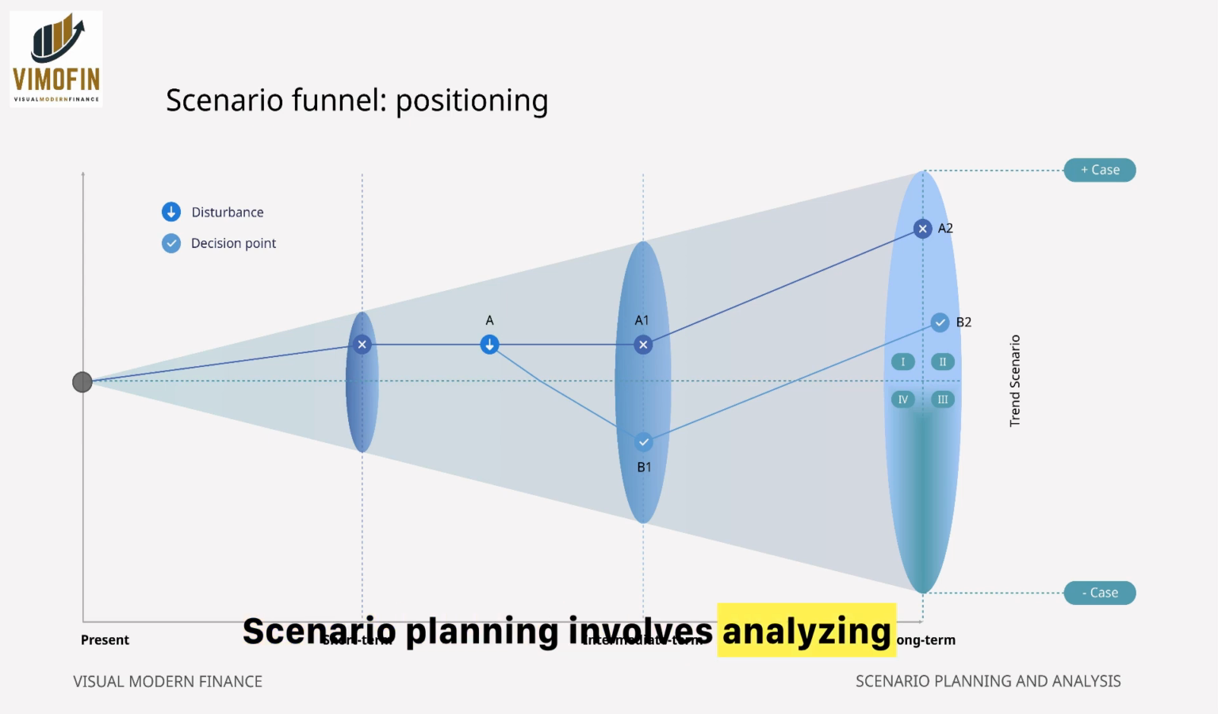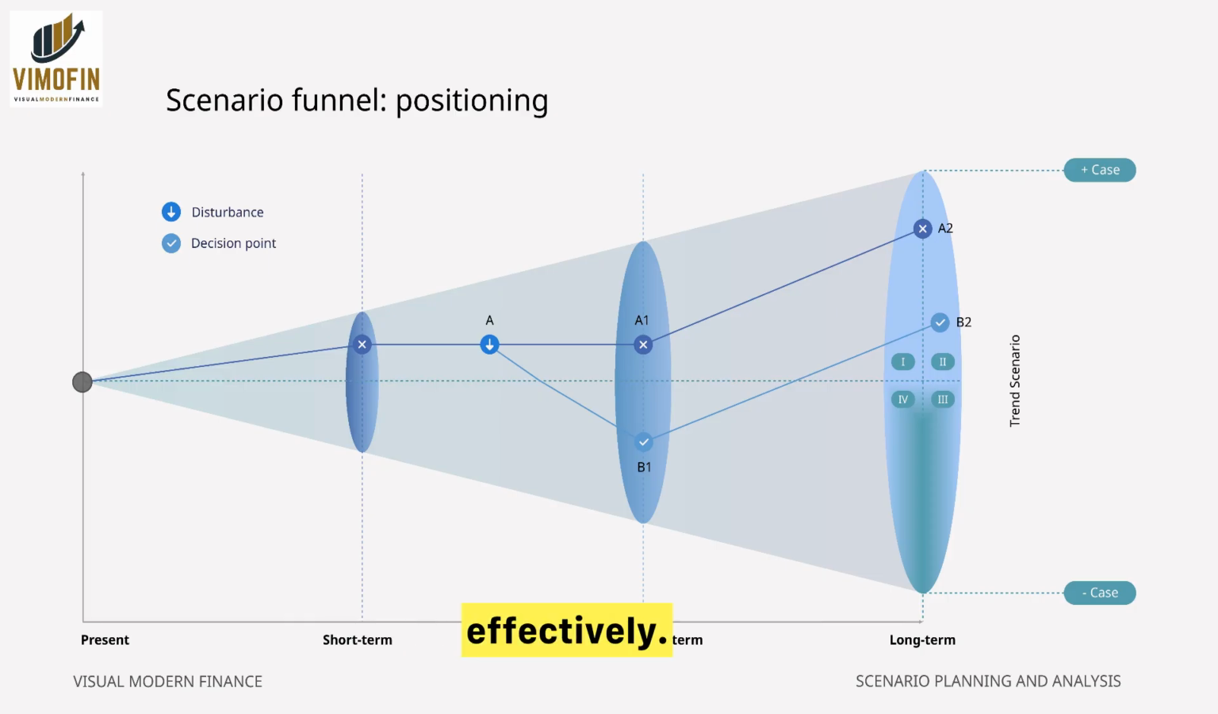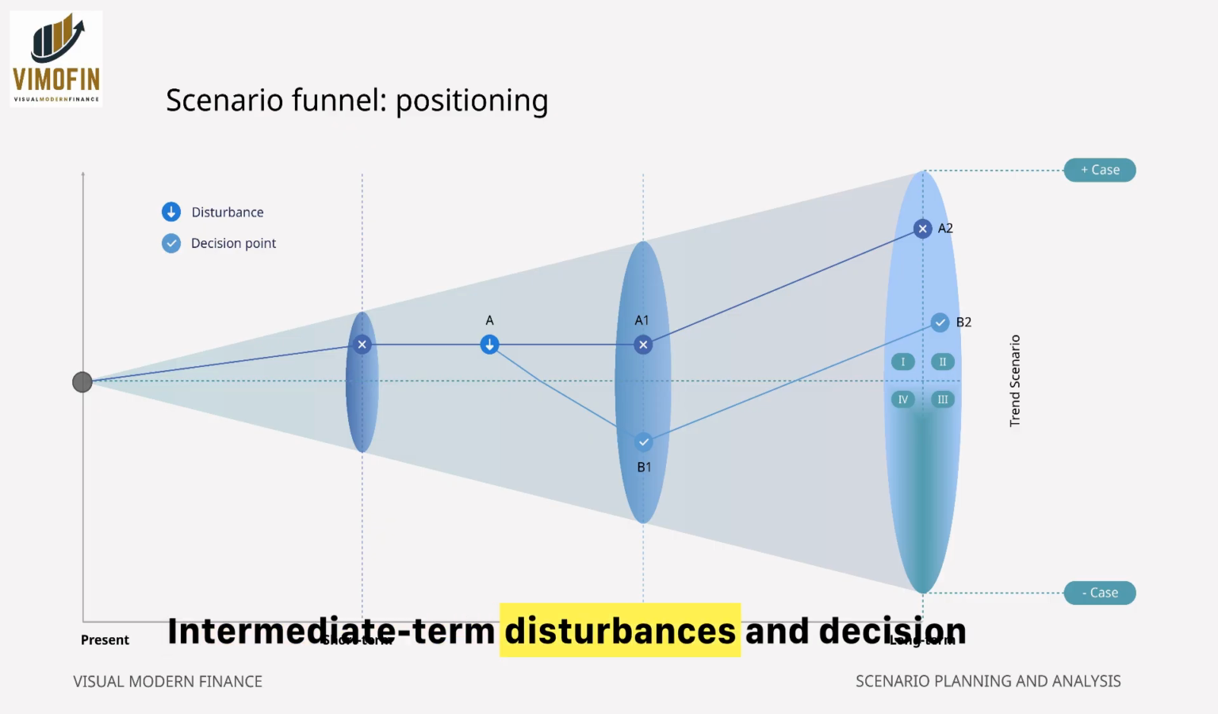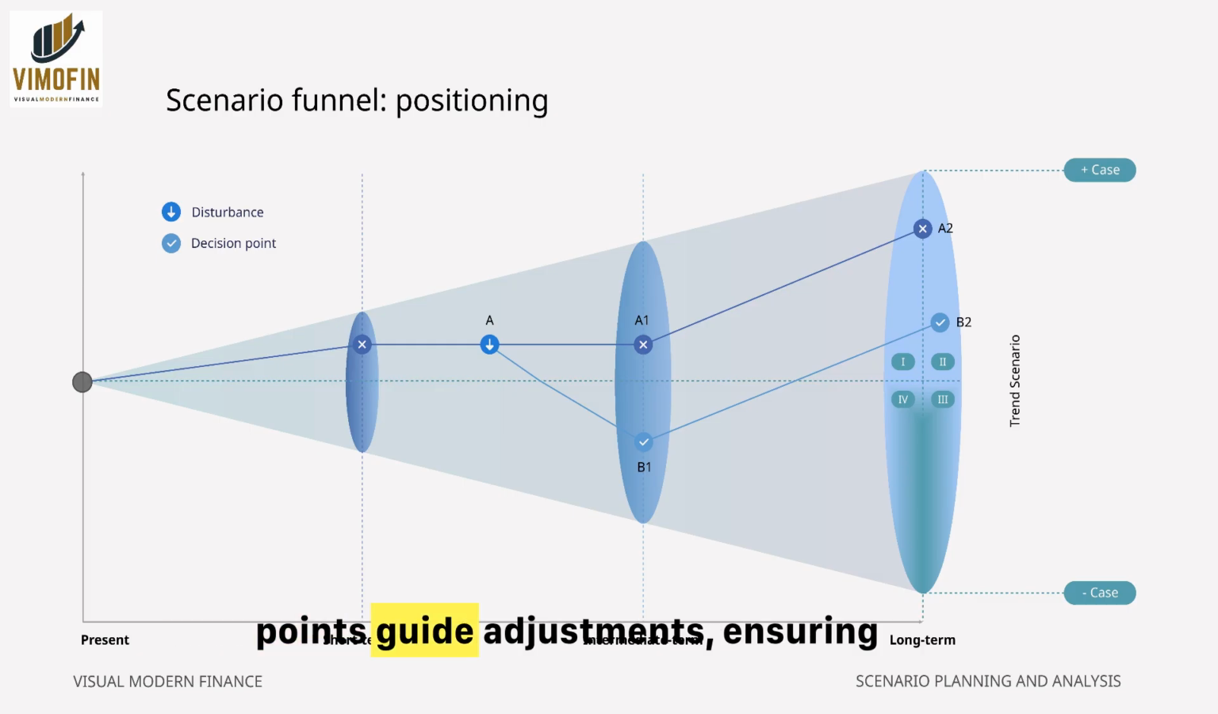Scenario planning involves analyzing long-term trends and short-term cases to position strategies effectively. The scenario funnel helps in visualizing potential futures, from best to worst cases. Intermediate-term disturbances and decision points guide adjustments, ensuring adaptability. Trend scenarios provide a framework for anticipating changes, aiding in strategic decision-making.